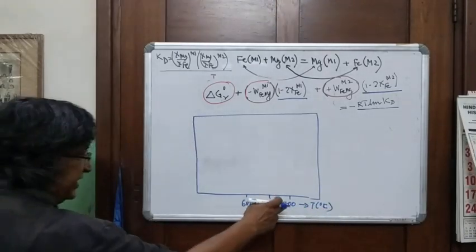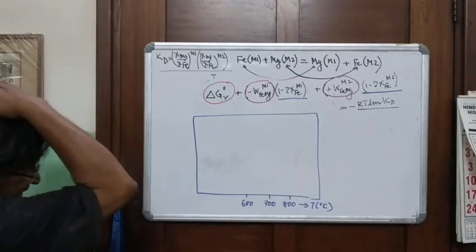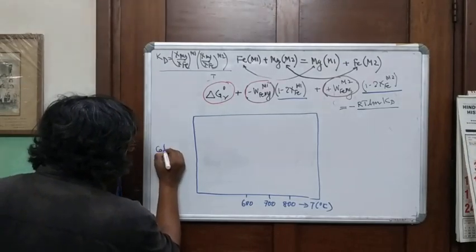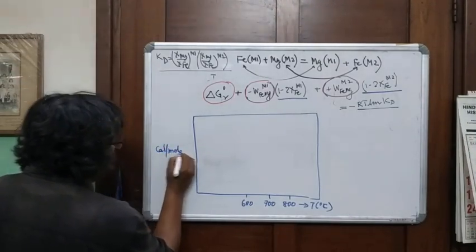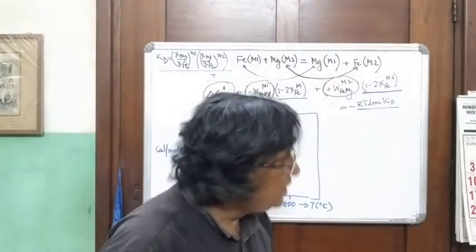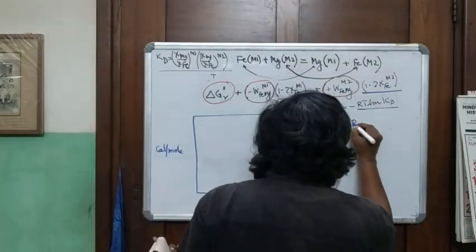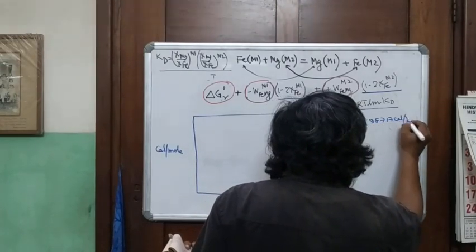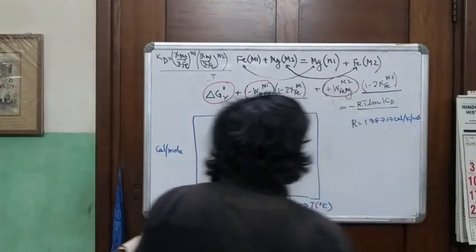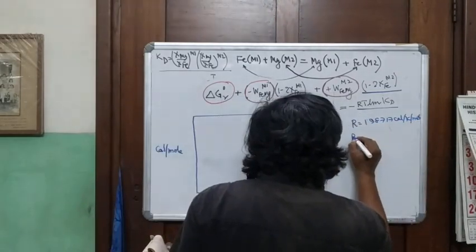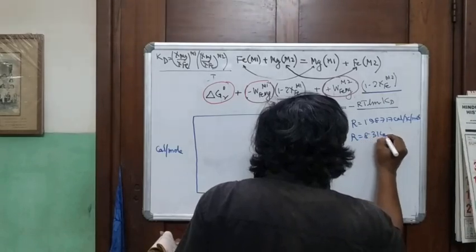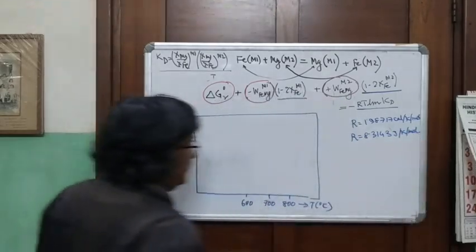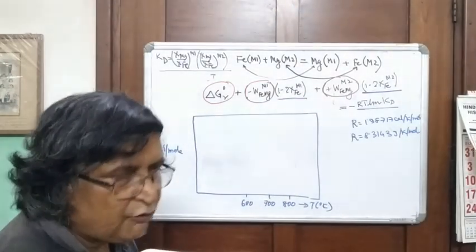You can do it in degree centigrade, it doesn't matter, you can do it in Kelvin. Normally all thermodynamic equations are done in Kelvins. And they had done it at that time in terms of calories per mole. You can do it in joules per mole. Calories per mole means R is equal to 1.98717 calories per Kelvin per mole. But if you do joules, then R will be equal to 8.3143 joules per Kelvin per mole.